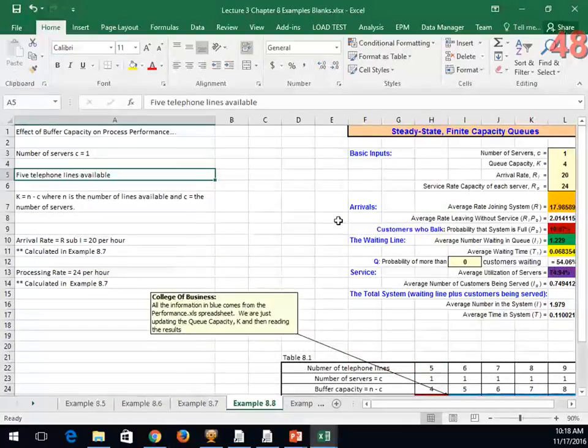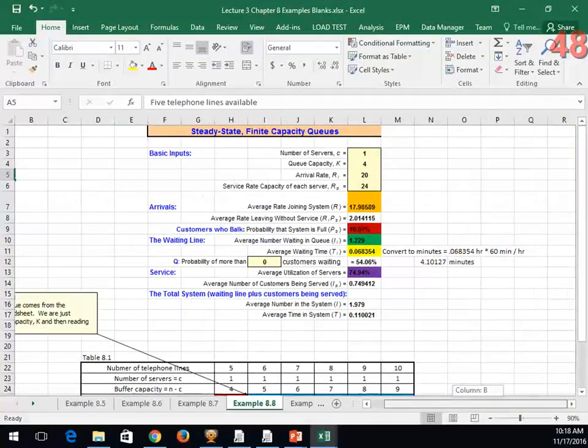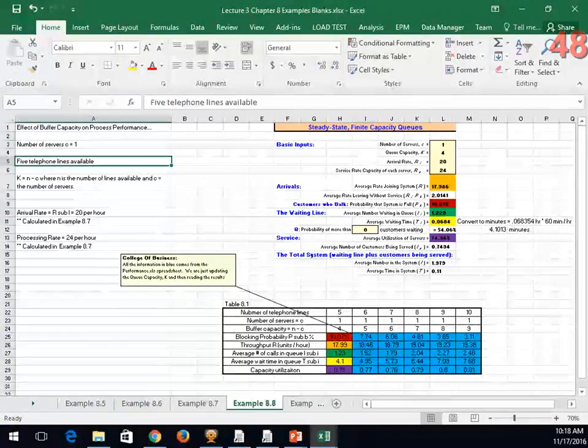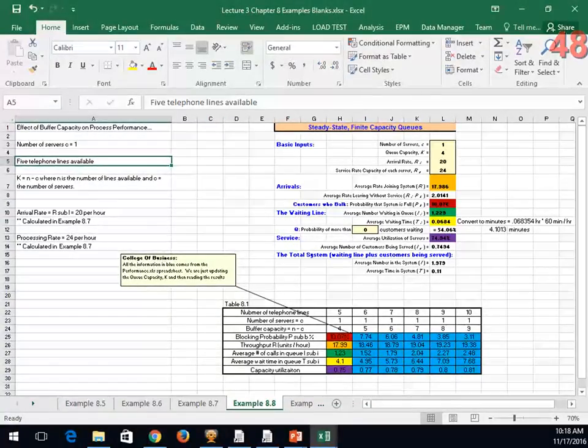So, again, this example spreadsheet is out there, and one of the reasons I did it is because I want you to be able to see, I've kind of color-coded. So what I'm saying here is how many telephone lines? Well, if we have 5 telephone lines and 1 server, right, our buffer capacity is the number of lines minus the number of servers, right?